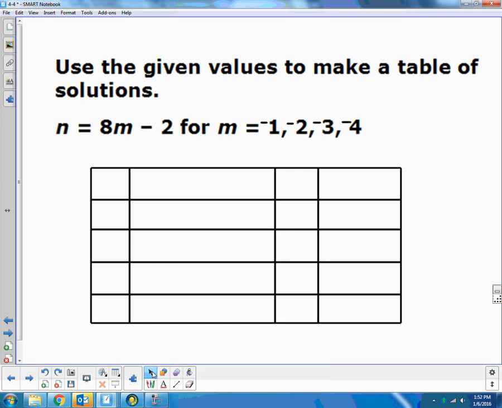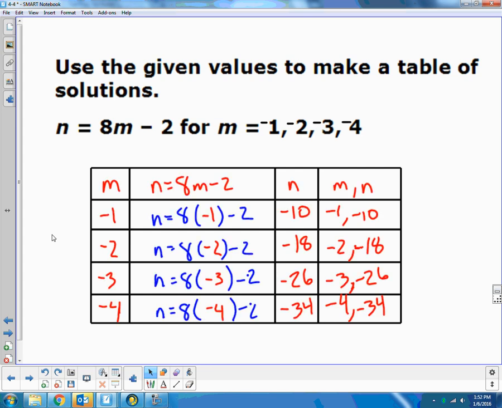I'm assuming you tried it. I'm assuming you filled in the table. Check your results and make sure you did it correctly. If you don't have those ordered pairs at the end, -1, -10, -2, -18, and so on, look at what you did wrong. Look at how you did that incorrectly, because 8 times -1 is -8.